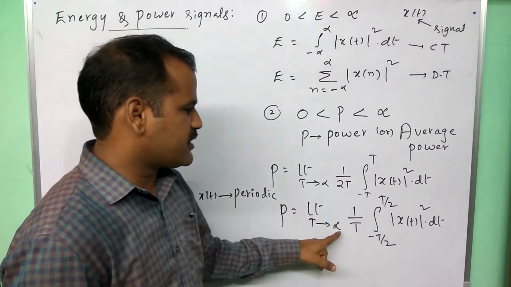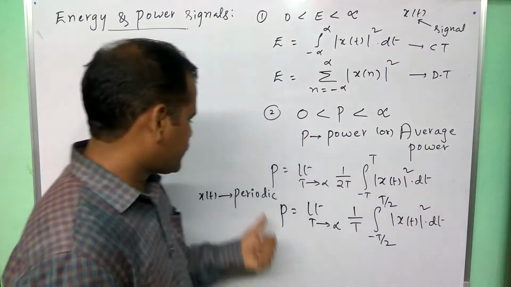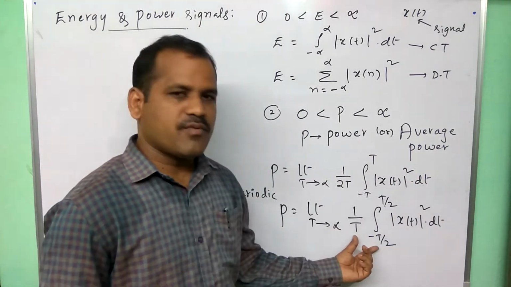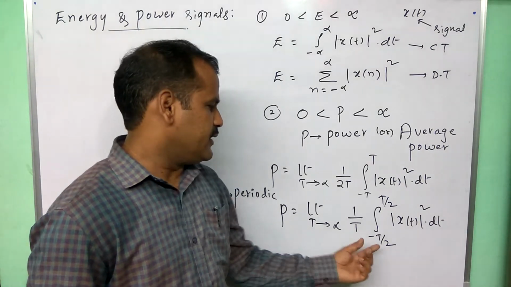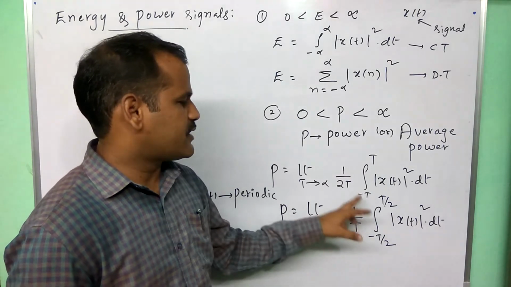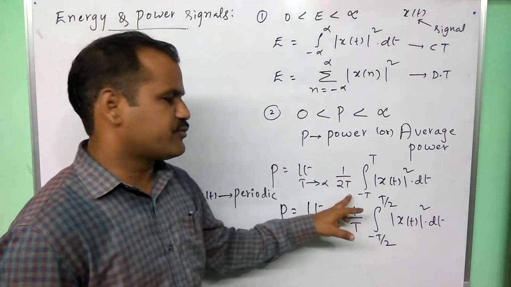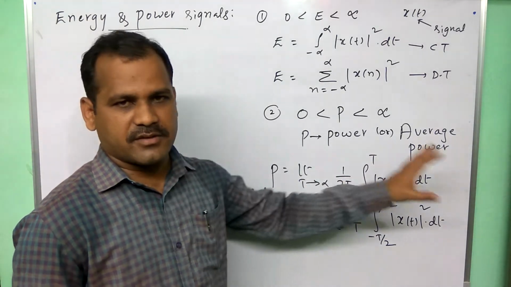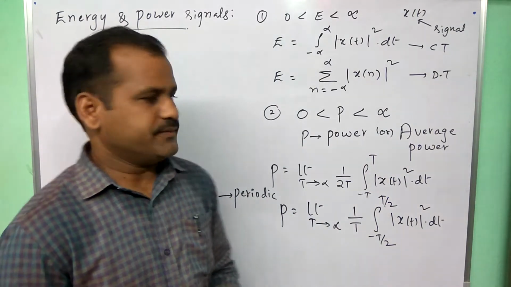So both give the same value, but for periodic signals it gives a faster solution for us. That is why we use this power formula for periodic signals, and for any general signal we use the other formula. But no difference, you will get the same value whatever the signal may be.